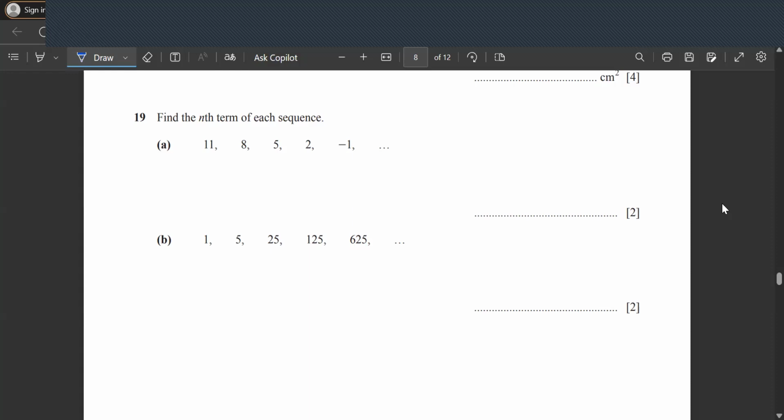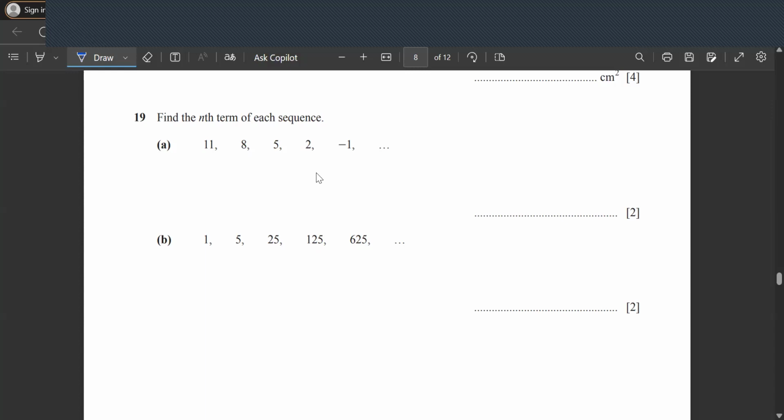Okay, for question number 19. Here I have 11, 8, 5, 2, negative 1. Please, please check if it is geometric first. Why? Because if it was geometric and you go through the arithmetic sequence, it will be like a maze. So always check if it is geometric. Can I divide 11 by something to get 8? No, so it is not geometric. Can I multiply it by something to get 8? No, so it is not geometric.